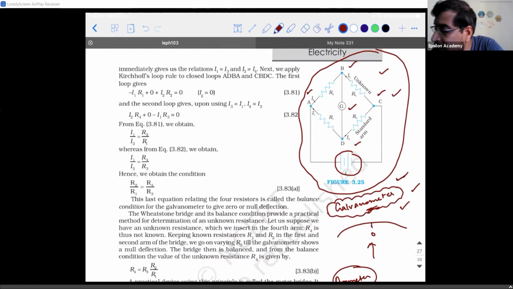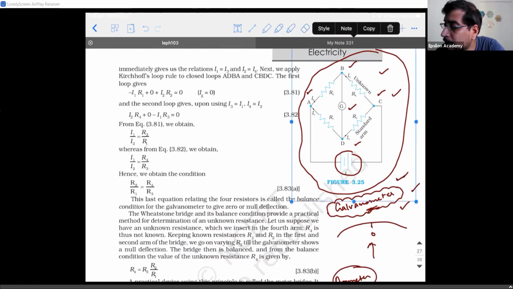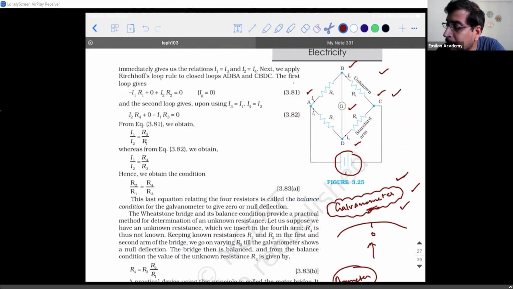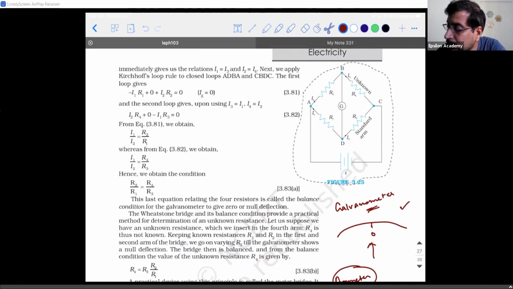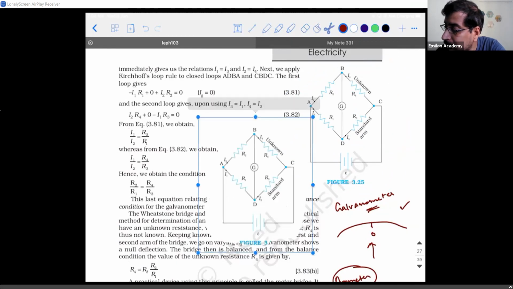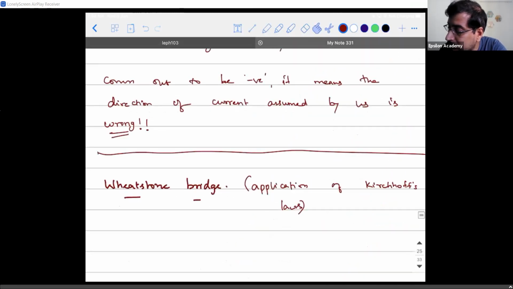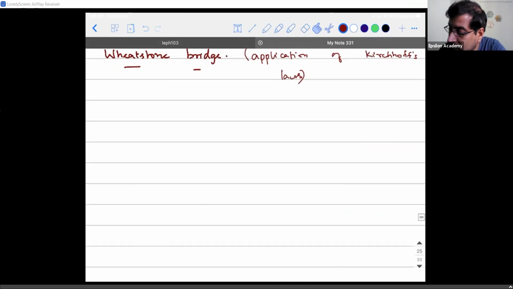So having all these points in mind, let's try to derive certain conditions for the balanced Wheatstone bridge. I'll tell you what a balanced Wheatstone bridge is. Before that, let me copy this. Listen.